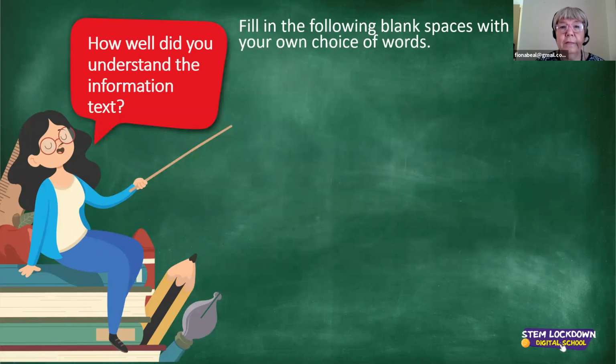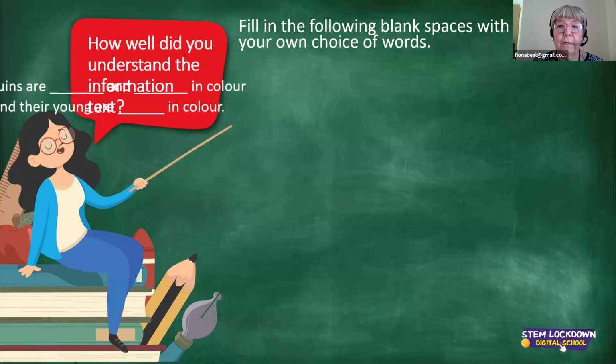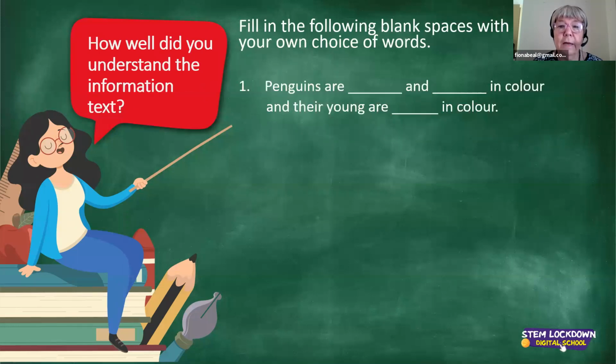Okay, how did you find that? Did you follow everything? And do you think you remember some of the points under each heading? Okay, let's see if you can fill in the following blank spaces as we go along. So, penguins are something and something in color, and their young are something in color. Can you fill in those missing words? Which colors? Okay, what color are the babies?